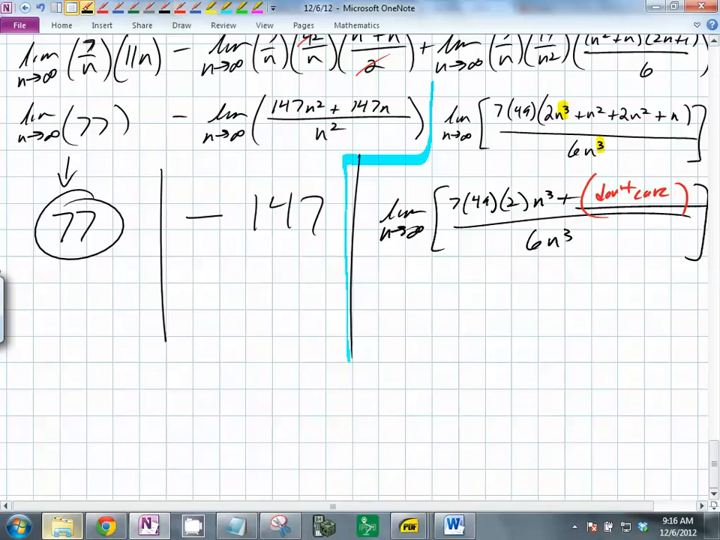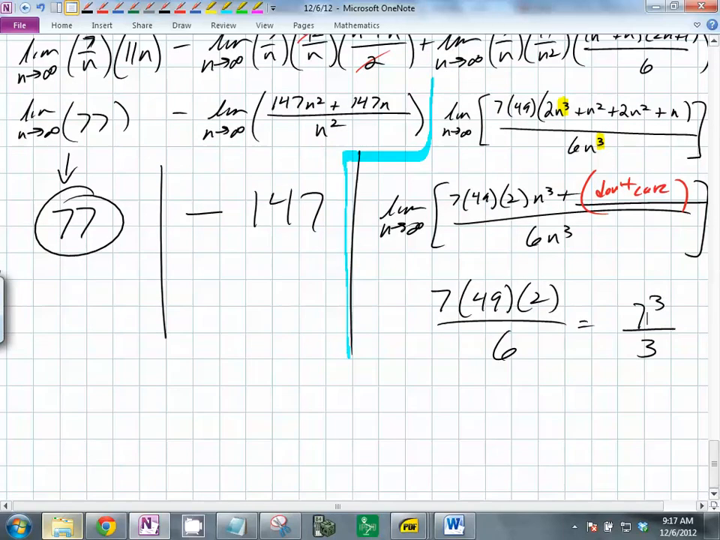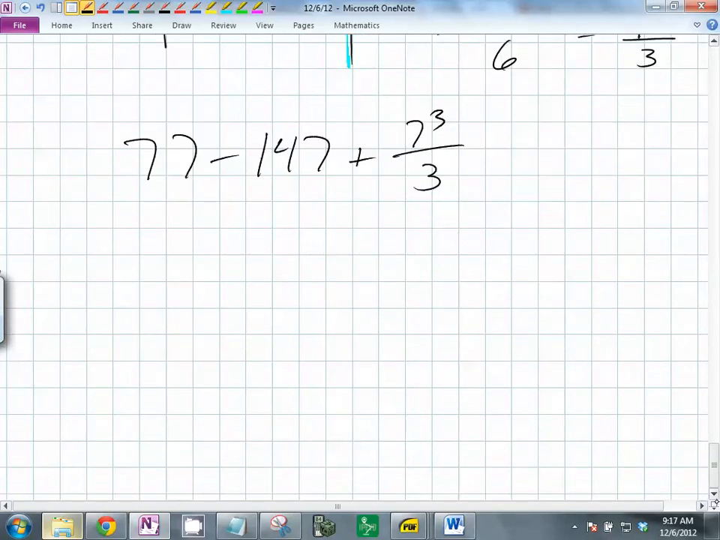So what does this become? The answer is going to be 7 times 49 times 2, all over 6. Can someone do that on their calculator for me? So we have this. So what is our final answer going to be? 77 minus 147 plus what? 73 over 3. Can someone just tell me what that is on the calculator? It's going to be negative 7 plus 343 over 3. What's that come out to be?